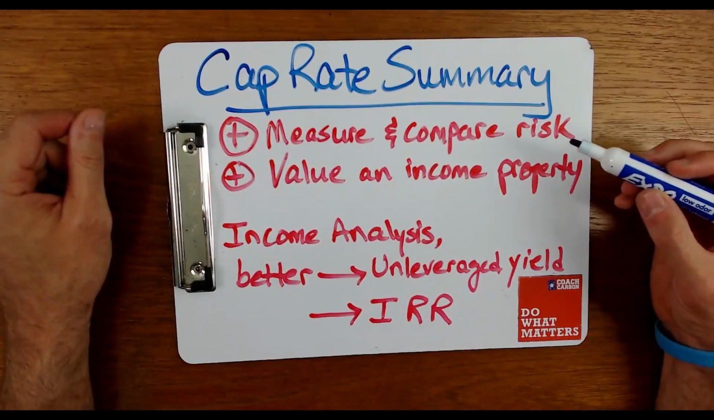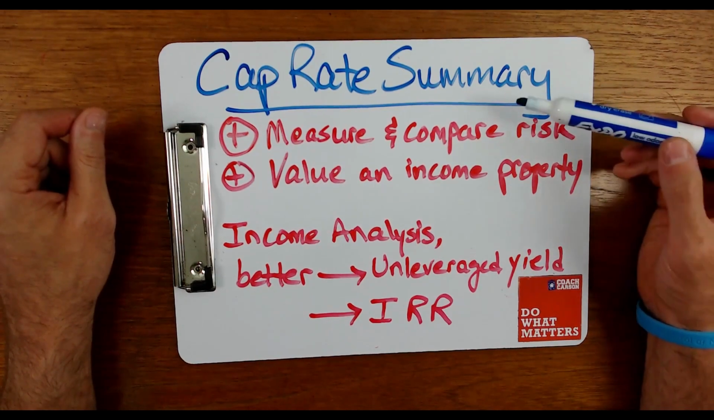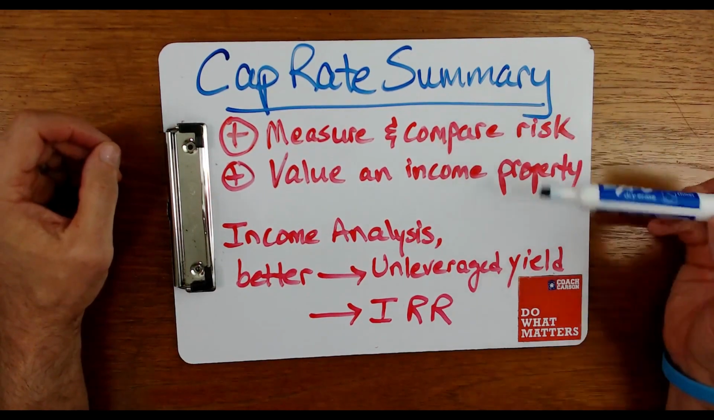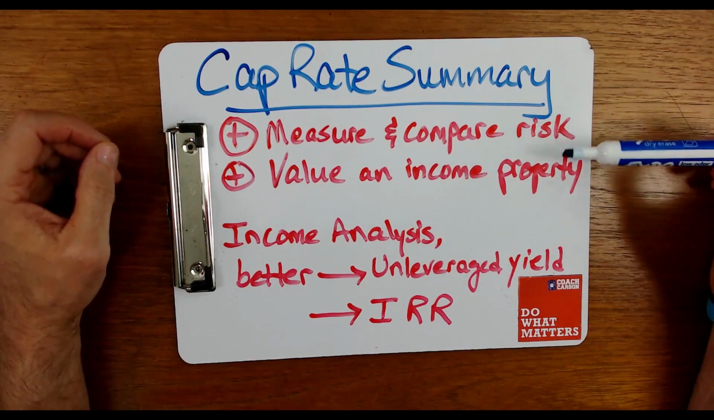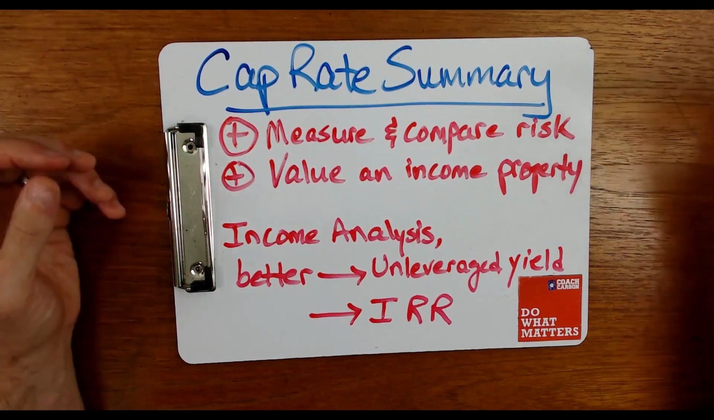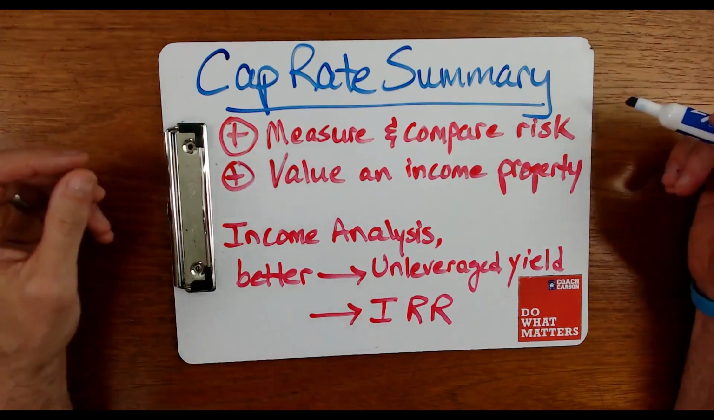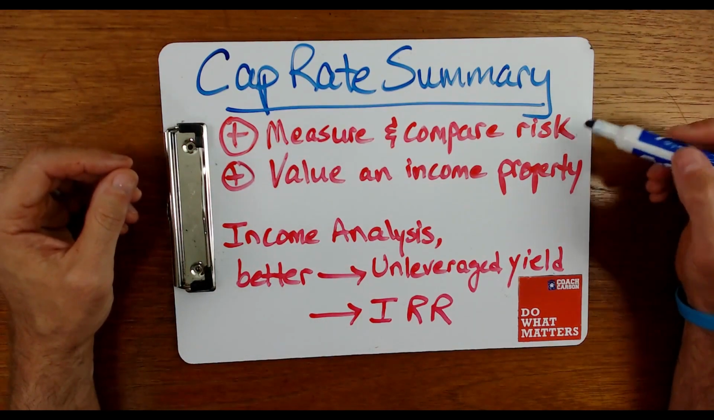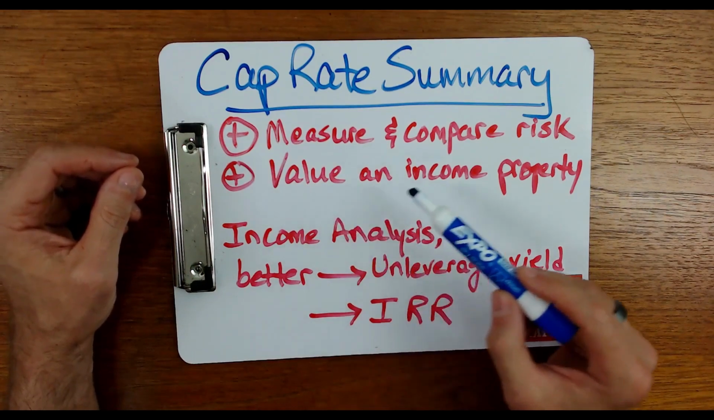We've been through a lot of numbers, a lot of examples in this video. So I just want to sum this up by saying cap rate is a useful tool if you want to measure and compare risk of markets, risk of different properties. It's an excellent tool, kind of like comparing risk between treasury bonds and commercial bonds on the open market. You can compare different real estate using this tool called a cap rate. It's also very helpful as an investor to get the value of an income property.